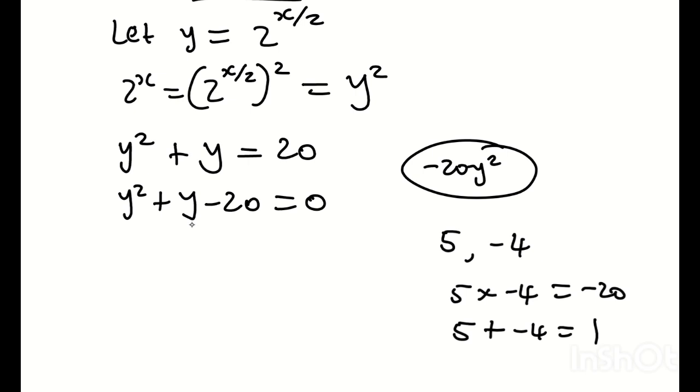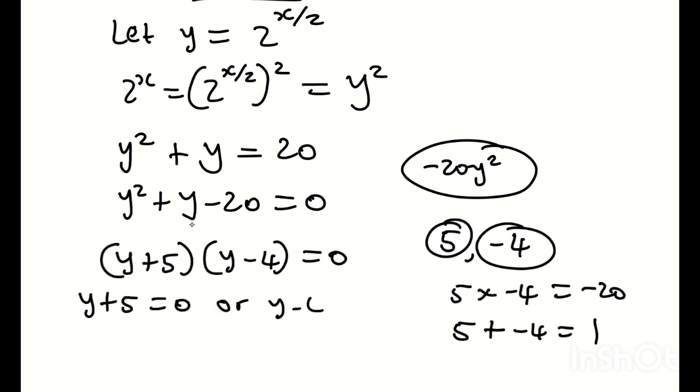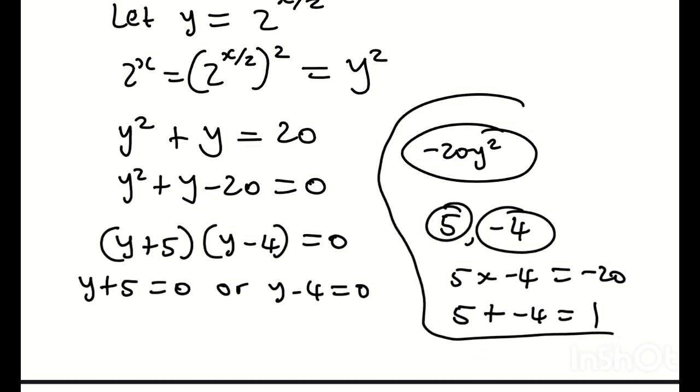So let's go ahead, and we already have the two factors, which are 5 and negative 4. To make things quick for us, I'll just open two brackets like so, equal to 0, and say y, put in the two factors, that's plus 5, and then negative 4, that's y minus 4. So all this will give us 0. Now what this means is that y plus 5 is equal to 0, or y minus 4 is equal to 0.